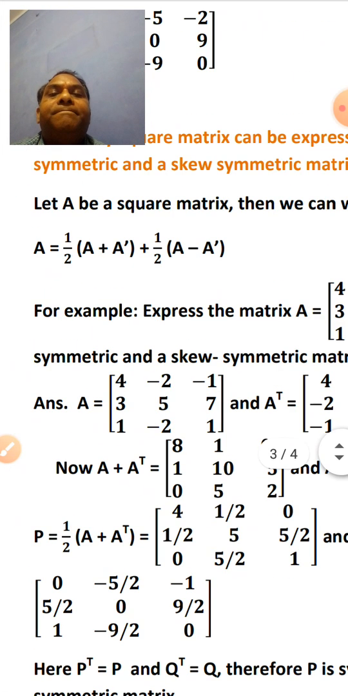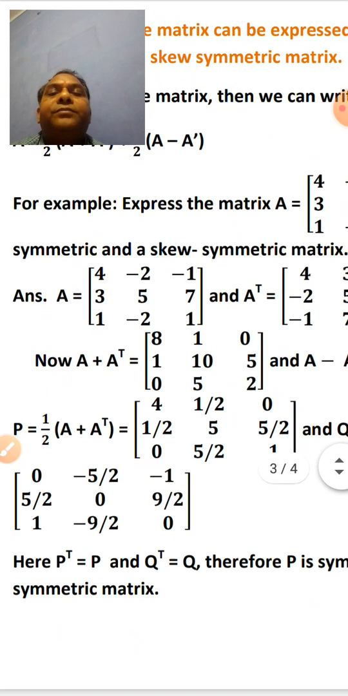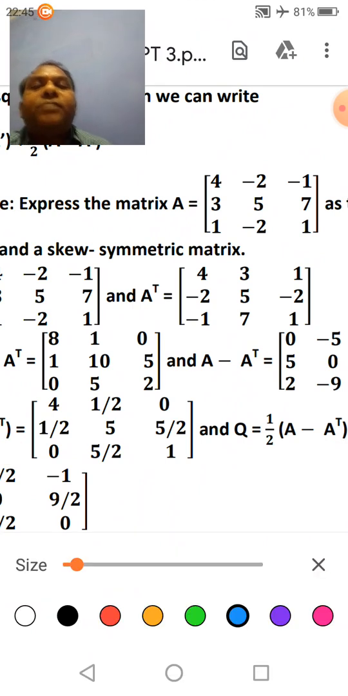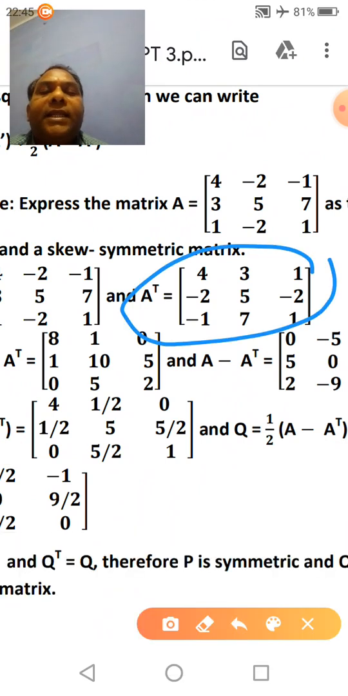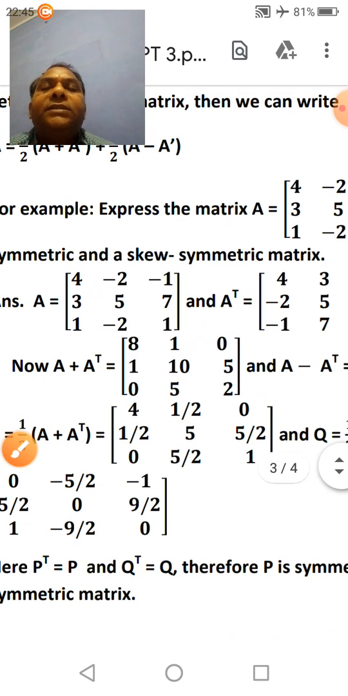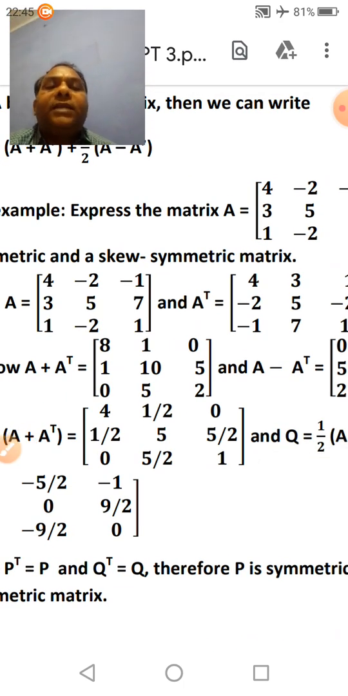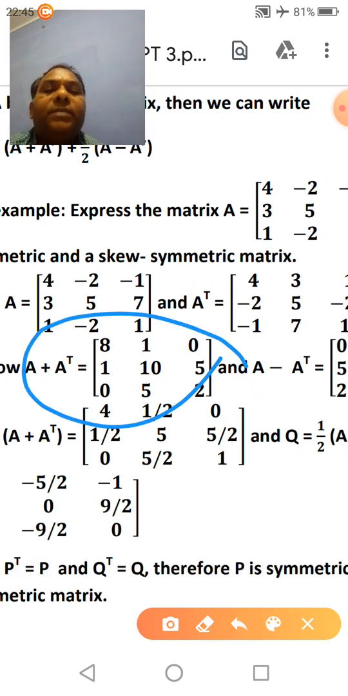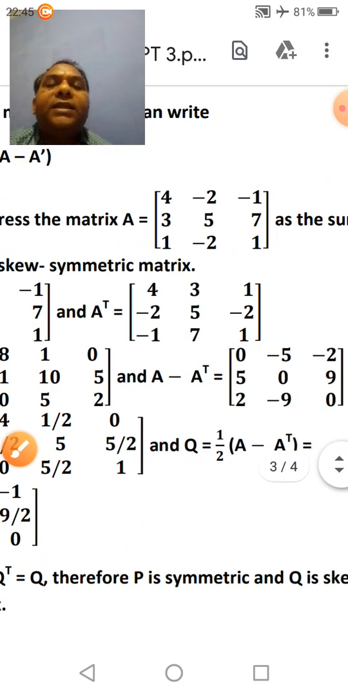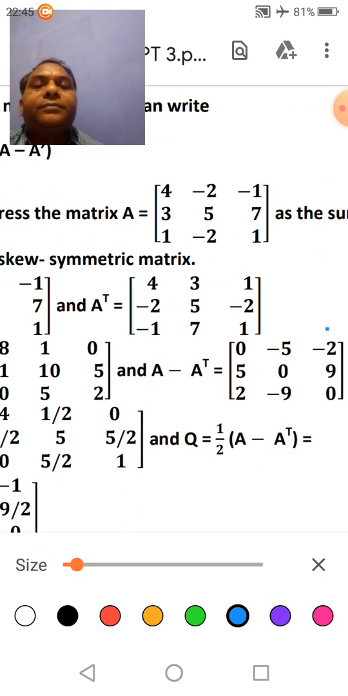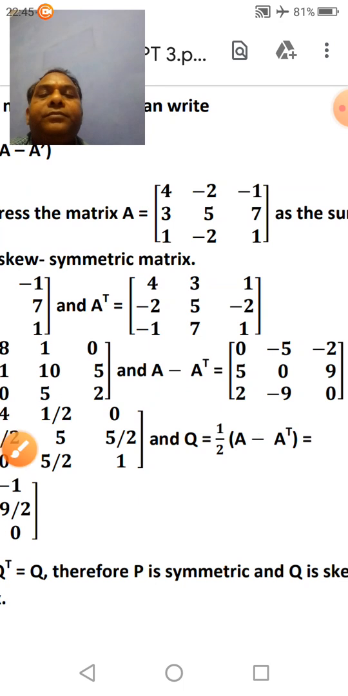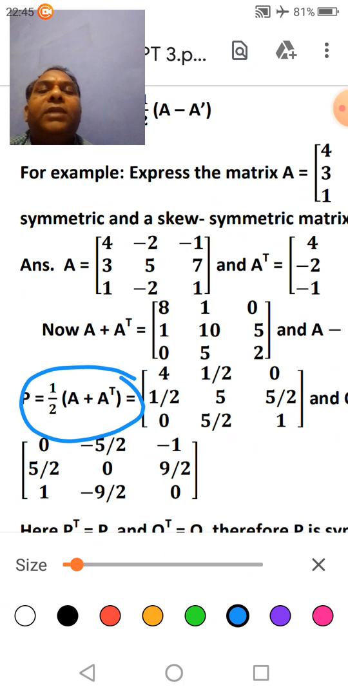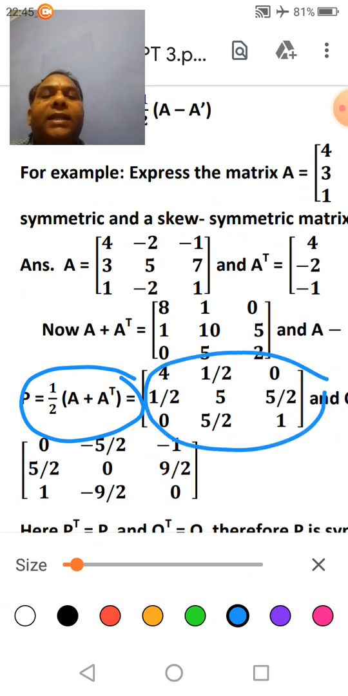firstly find A to the power T, meaning the transpose of matrix A. You can find it easily. Then find A plus A to the power T. You can find it easily. Then find A minus A to the power T. Also you can find it easily. Then let P be equal to half of A plus A to the power T. Then find matrix P. Clear?